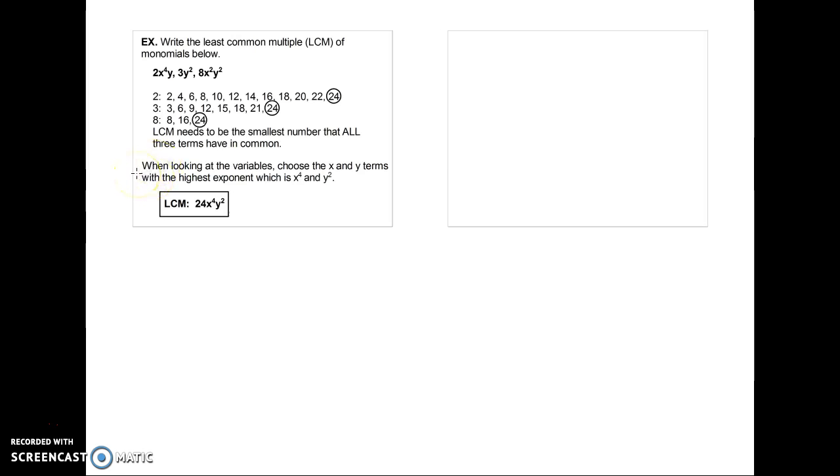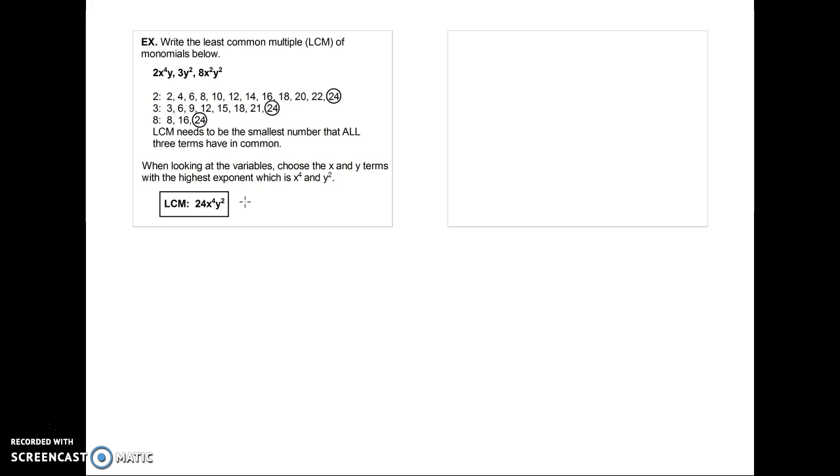Then we're going to look at the variables. Again, we have multiple variables happening. I have x's and y's that show up in these terms. So I'm going to start with the alphabetical order. We're going to start with x's first. So I have an x to the fourth. I have no x's here, and I have an x squared. So the highest power that I have for my x's is the x to the fourth. So that is going to be attached in my answer. Then I compare the y's. I have a y to the first, a y to the second, and another y to the second. So the highest power that we have is a 2. So it's a 24, x to the fourth, y to the second power.